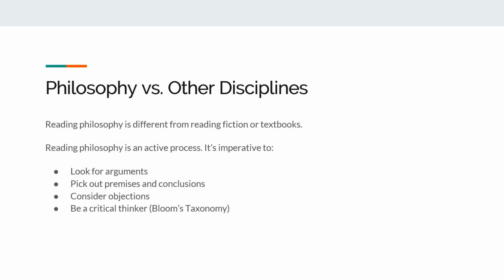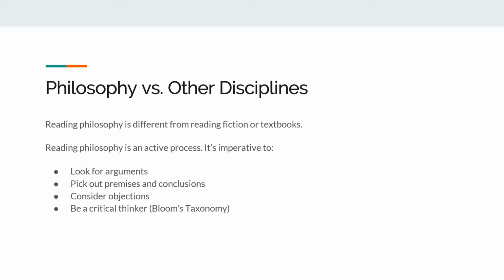It's important to consider objections, right? Something that we don't typically do when we read textbooks. When we read a textbook about history or chemistry, for instance, we're learning about certain molecules or times and places that events occurred. And these aren't, for the most part, up for debate. They're basically factual information, historical information.